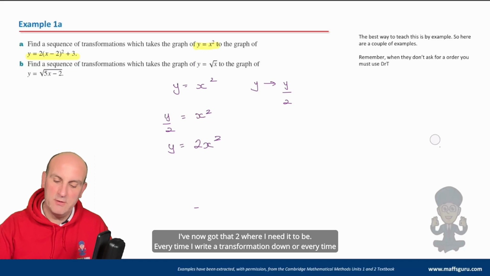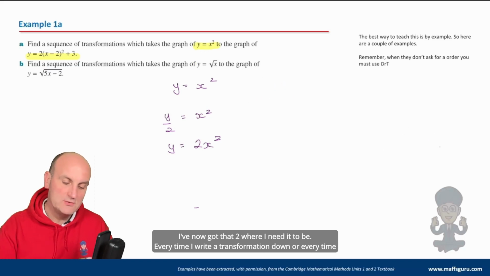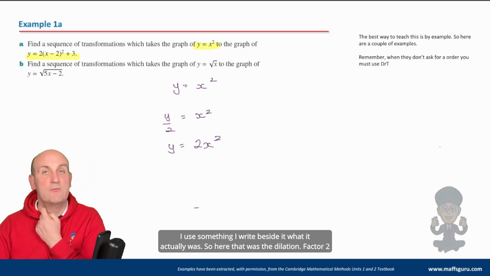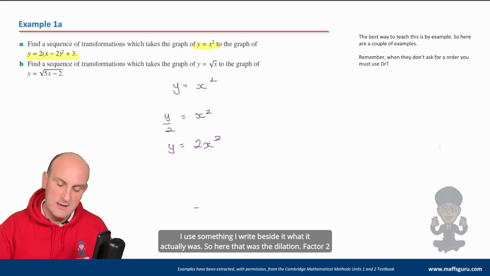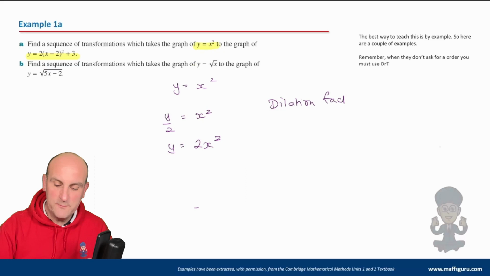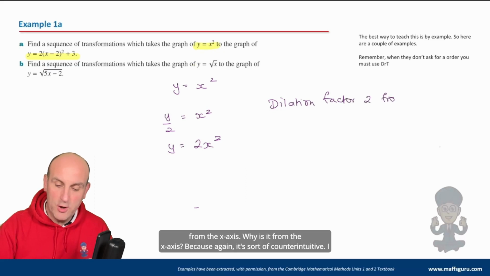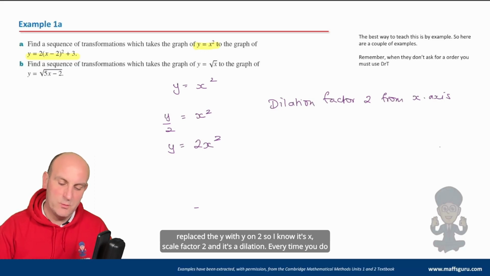Every time I write a transformation down, or every time I use something, I'm going to write beside it what it actually was. So here, that was the dilation, factor 2, from the x-axis. Why is it from the x-axis? Because again, it's counterintuitive. I replaced the y with y on 2, so I know it's x, scale factor 2, and it's a dilation.